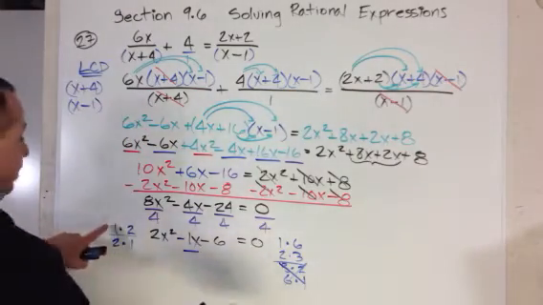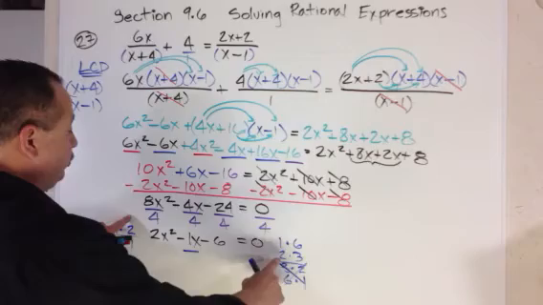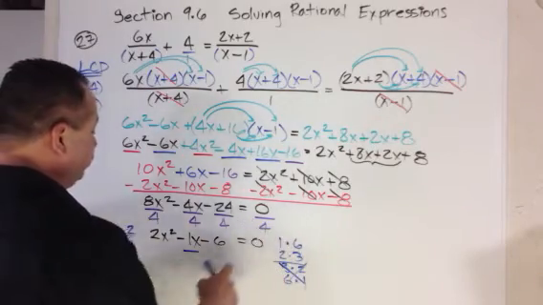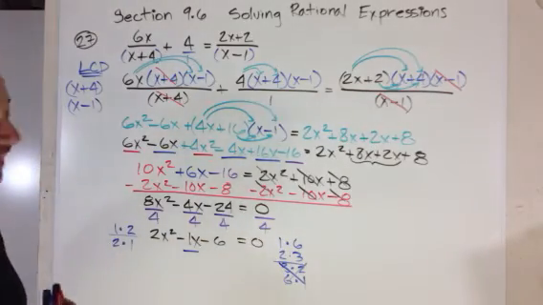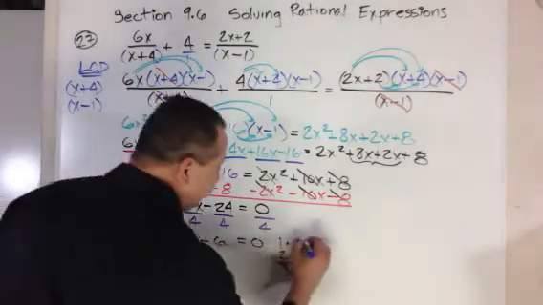So there goes. 1 times 6 is 6. 2 times 1 is 2. 6 and 2. Will 6 and 2 give me 1? The answer is no. So we're done with this one for now.